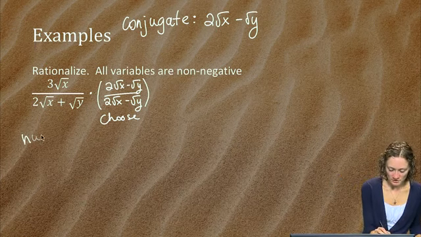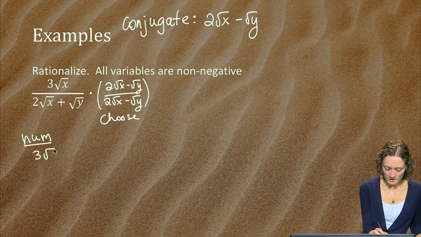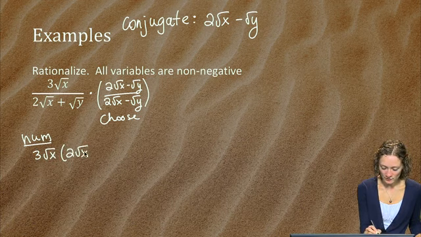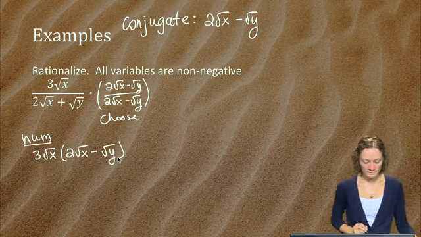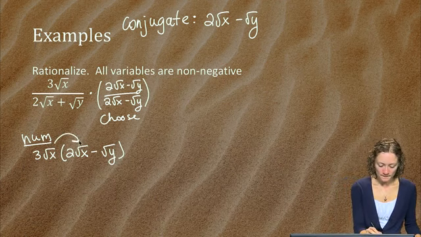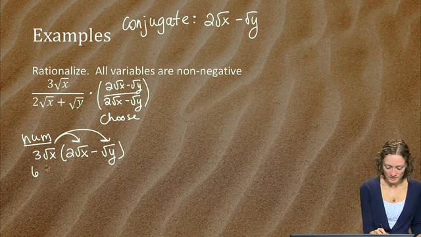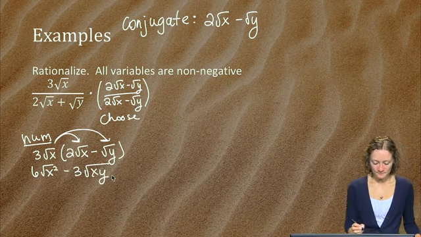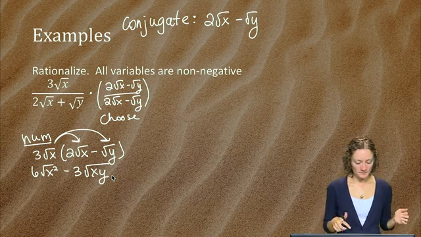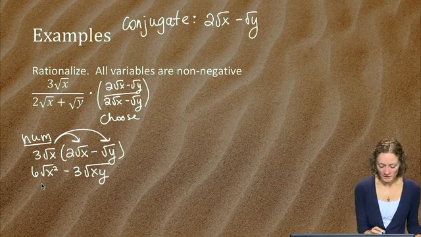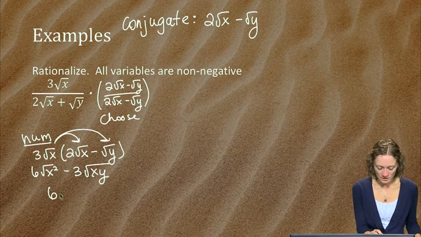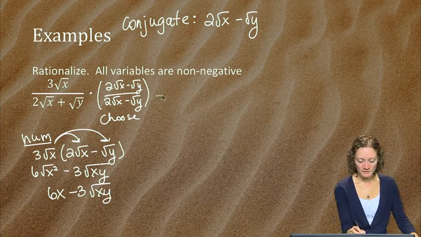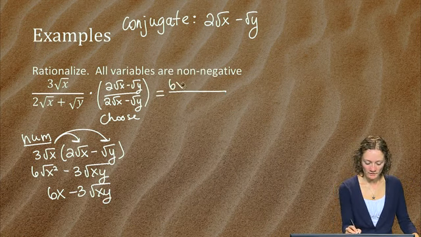Let's do them here. So let's say here's our numerator. 3 square root of x times 2 square root of x minus square root of y. Distribute. We get 6 square root of x squared minus 3 square root of xy. Outside by outside, inside by inside. The first piece of the numerator can clean up a little bit. 6 square root of x squared, that comes out as an x, so 6x minus 3 square root of xy. So here's our numerator.